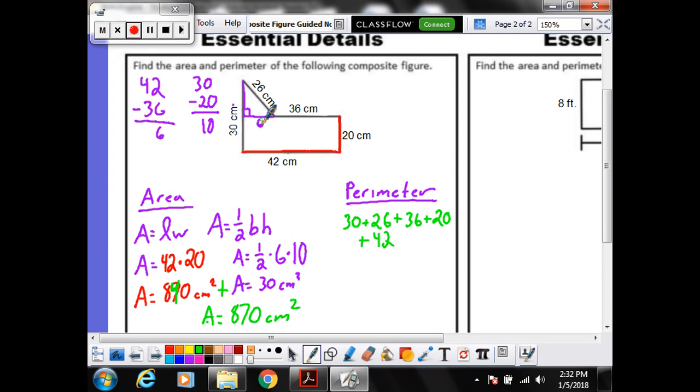I do not need to add the 6 on the inside because that's on the inside of the shape, and perimeter is only about the outside, so you do not need to worry about that 6. I also do not want to accidentally add this 10 because the 10 is included in the 30, so do not add that 10 either. Right? There's 5 sides, 5 numbers. All this added together gives us 154 centimeters. The perimeter is 154 centimeters.